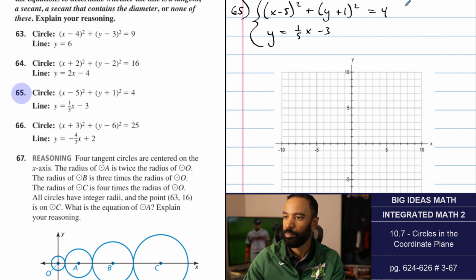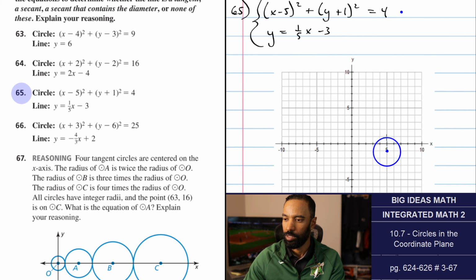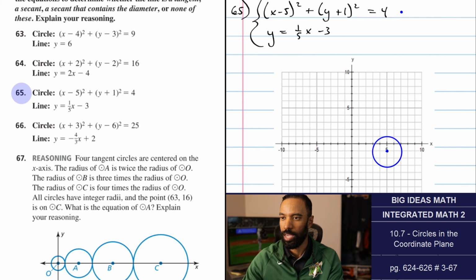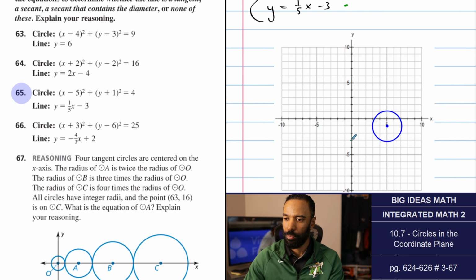In blue, we have a center of the circle at 5, -1. The radius, square root of 4, is 2. So let's see that we hit them. I definitely think this will be a secant based on what this equation looks like. Y equals 1/5 x minus 3 is -3 here and up 1 over 1, 2, 3, 4, 5.